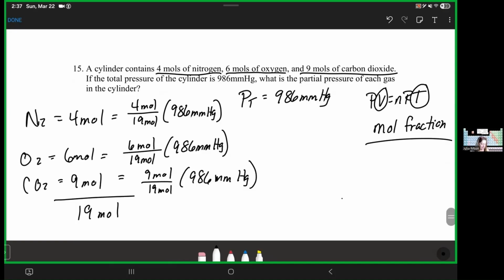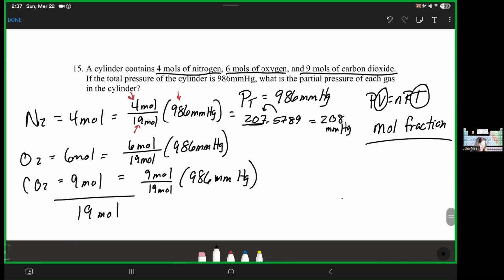So if I do that first one, 4 divided by 19 times 986, I get 207.5789. And these are absolute numbers. Your moles are absolute numbers, so we're not going to use them for sig figs. We're going to have 3 sig figs. The 5 is going to round that up. So 208 millimeters of mercury from your nitrogen.